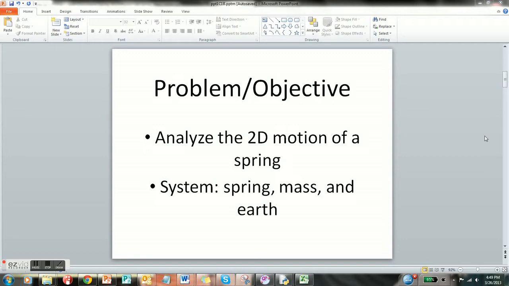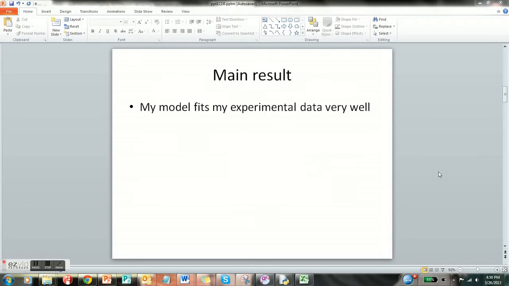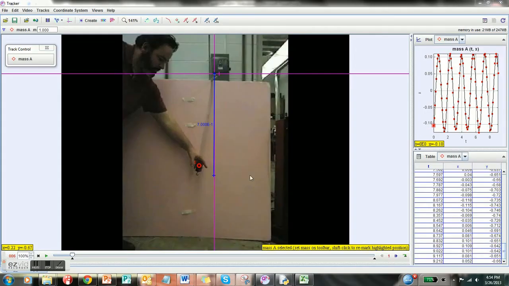The problem in this lab was to analyze the 2D motion of a spring, and the system was the spring, the mass, and the earth. The main result was that my model fits my experimental data very well. Here's the video that was provided to us.